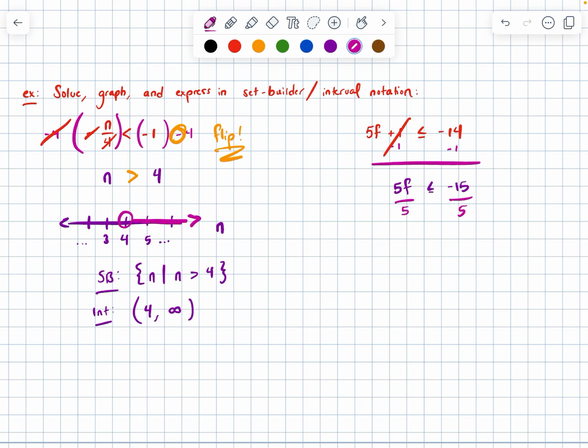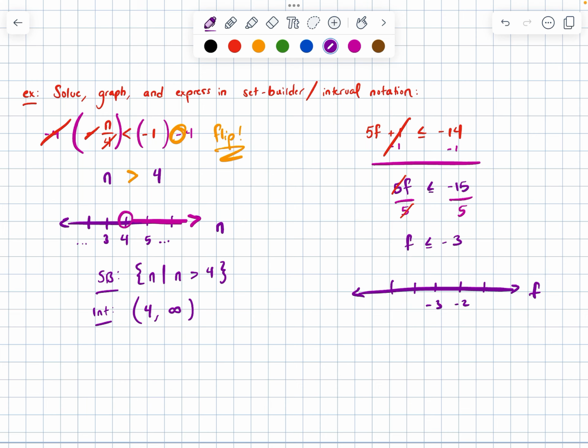Now I've got to divide both sides by 5. Again, whenever I multiply or divide, I've got to make sure that I'm asking, do I need to flip my sign? In this case, is this a flip my sign case? Well, no. It only happens when I'm working with negatives. So dividing by positive 5 is totally fair game. Nothing about my inequality is going to change. In this case, f will be less than or equal to negative 3. So there is my solved inequality.